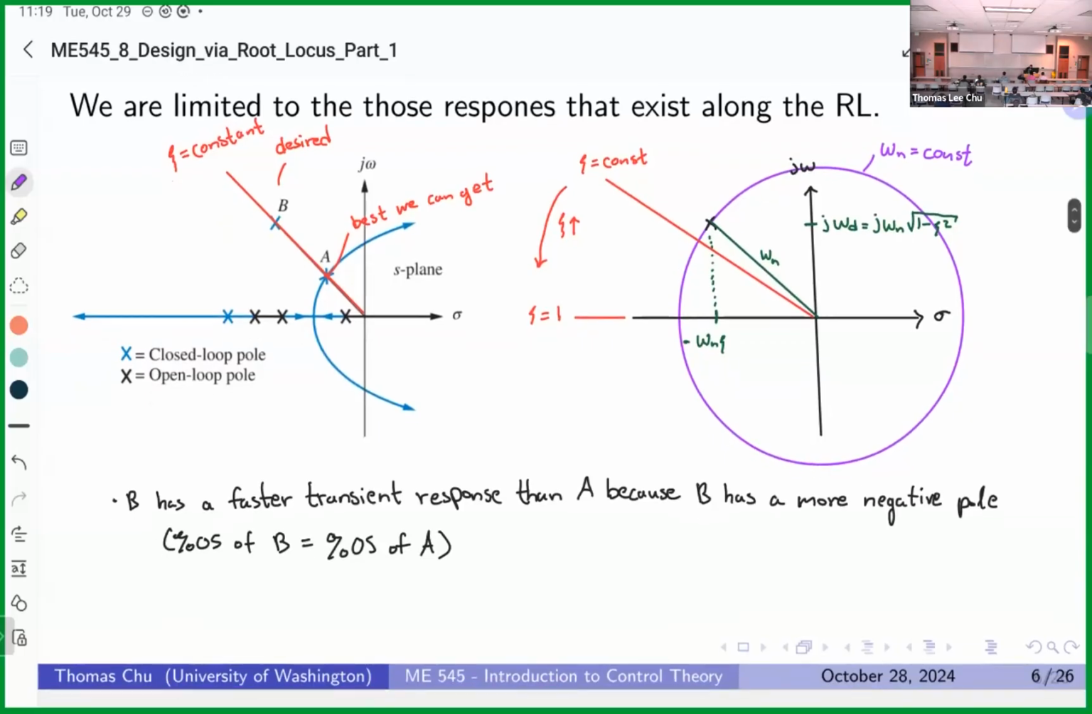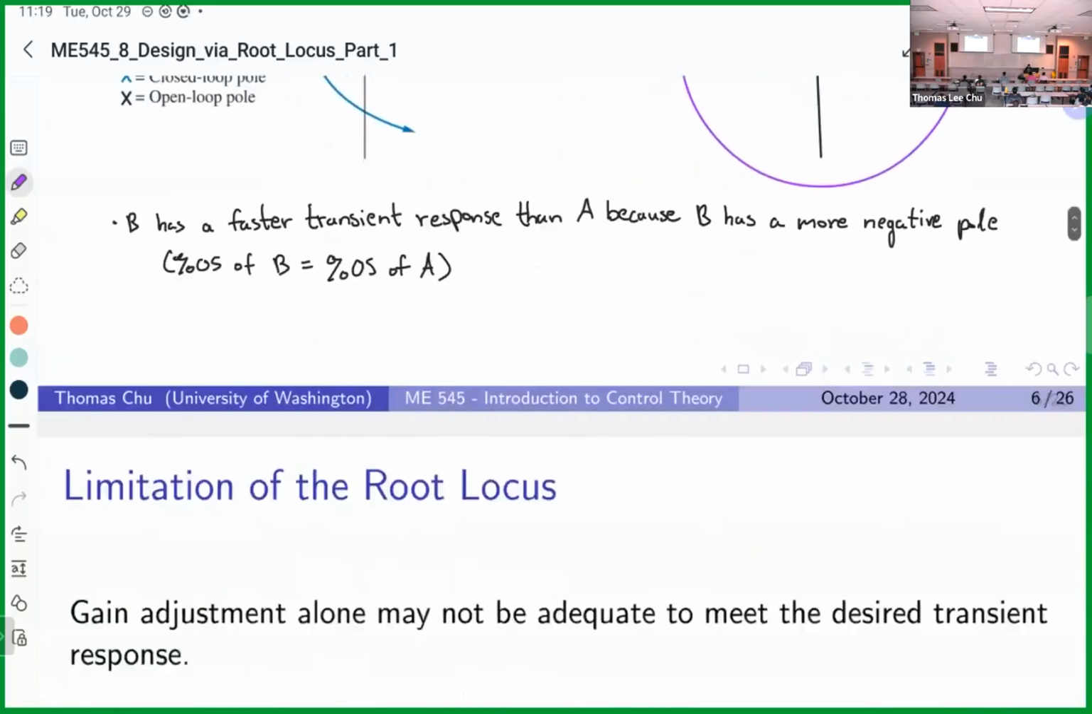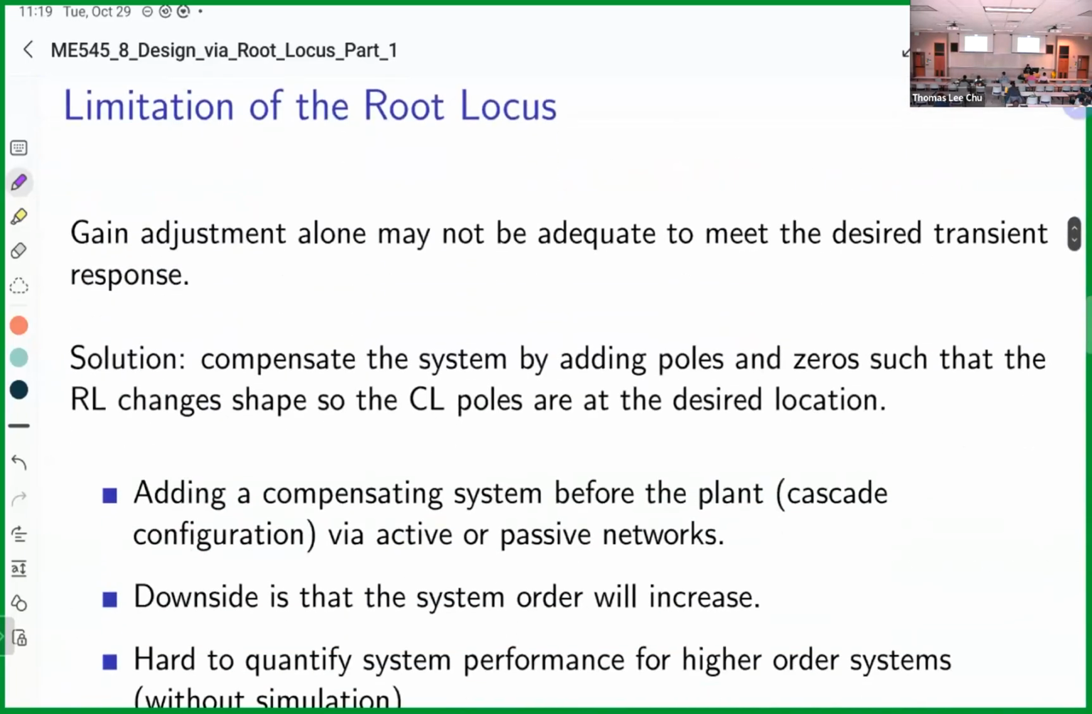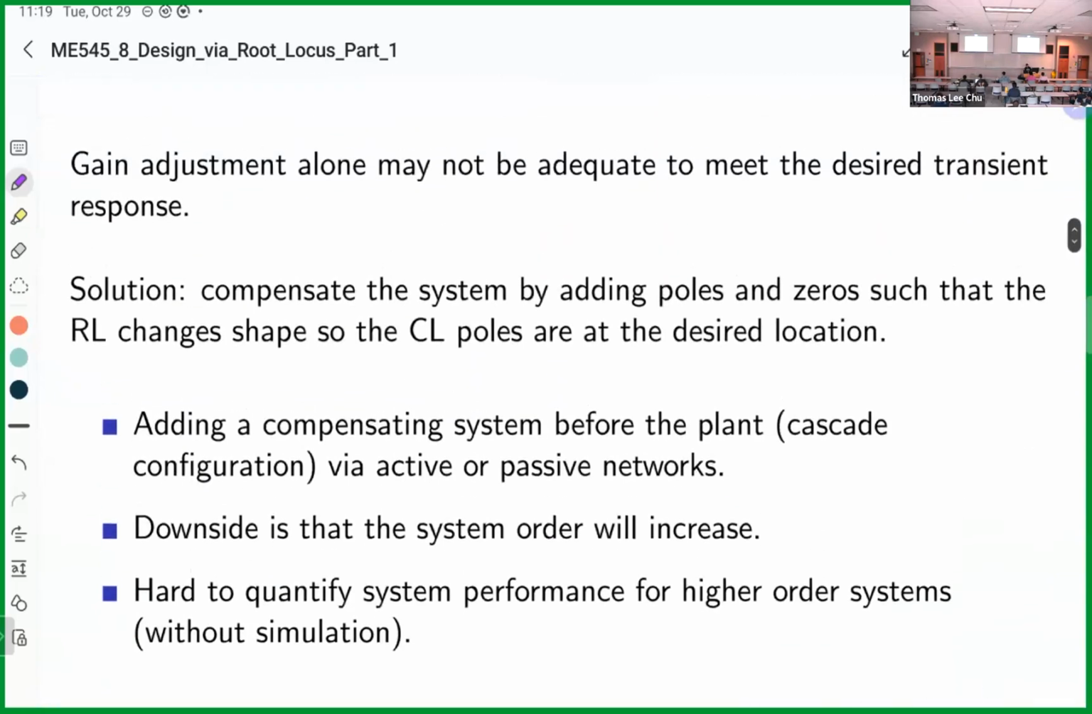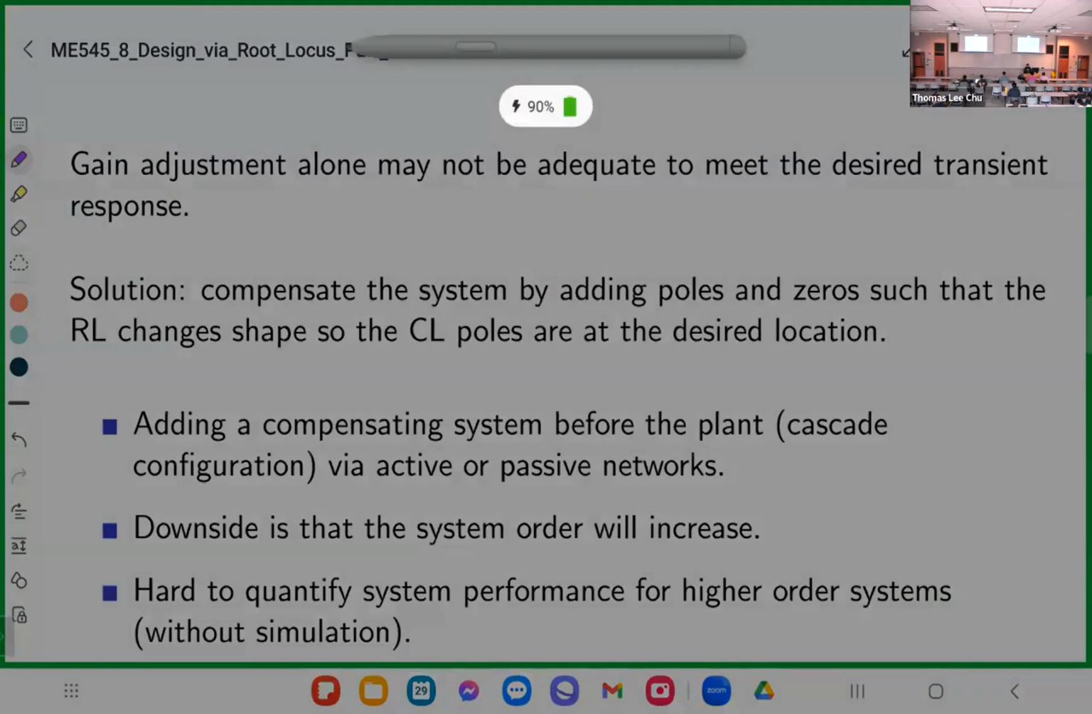Oh, crap. The screen disappeared. I guess that's a sign we can just call it for today. We can talk about the limitations tomorrow. All right. Thank you.